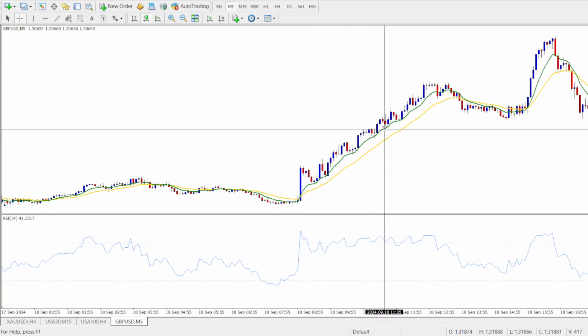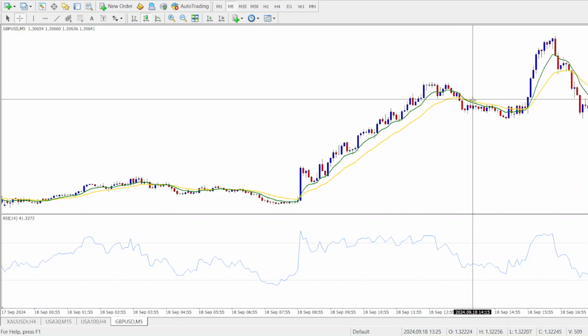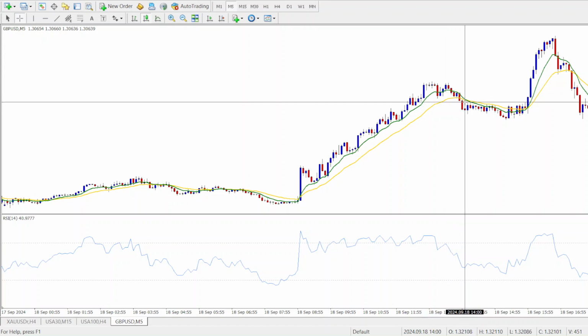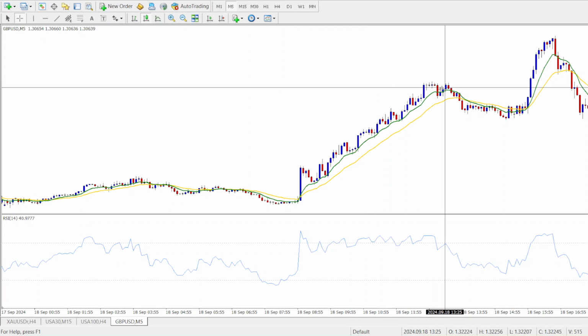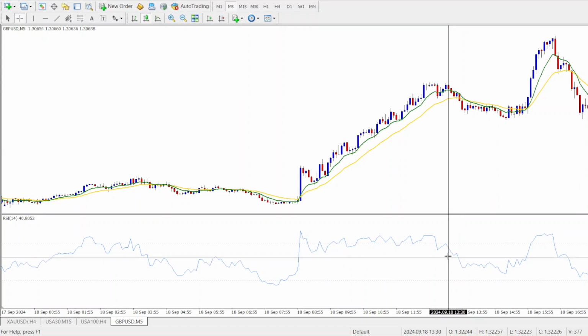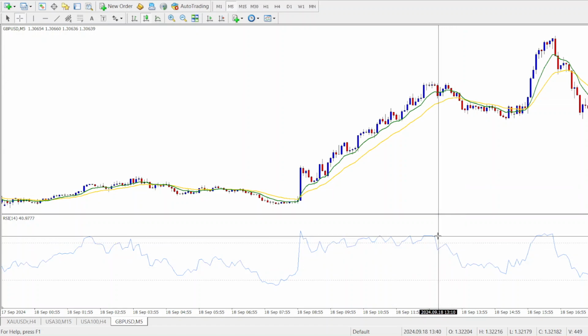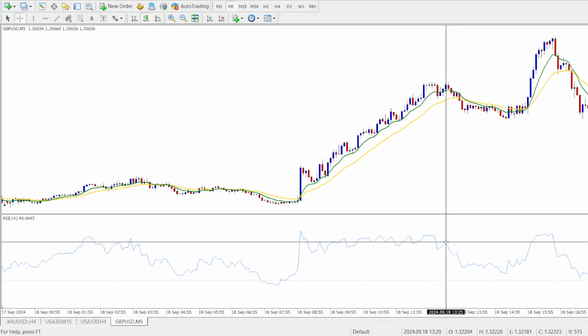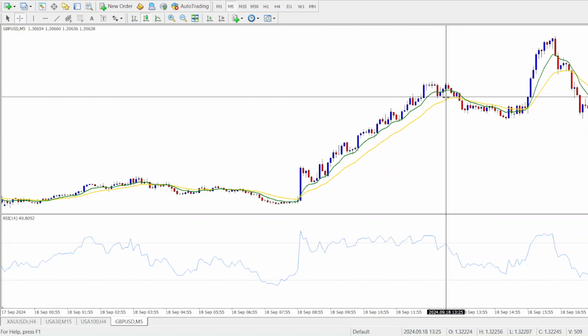And then for our take profit, we would have waited for a bearish crossover to happen, or we would have waited for price to reach the nearest resistance. And you can see that right after this bearish crossover happened, the RSI had already begun to decline from the overbought zone. So that was an extra confirmation.